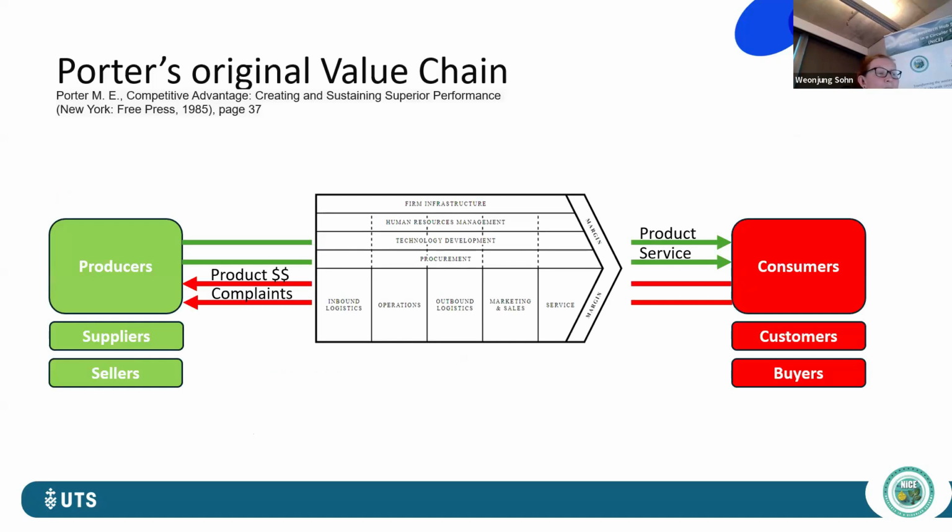Assuming flows from one of the market diagrams from a previous slide, the value chain activities of an organisation sit between the supplier and the customer, as I mentioned, allowing for different terminologies. So your producer might also be your supplier and your seller. Your consumer is also your customer and your buyer. And you can see in this very brief diagram, the producers produce product and service, the consumers produce product dollars and complaints. No laughs.